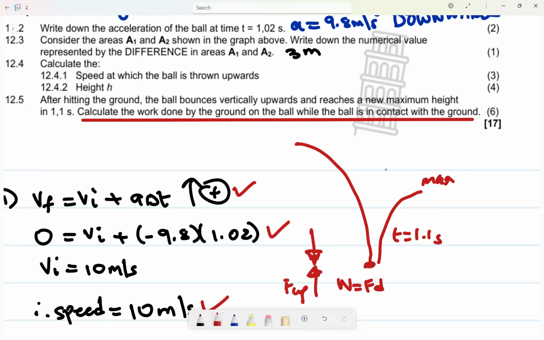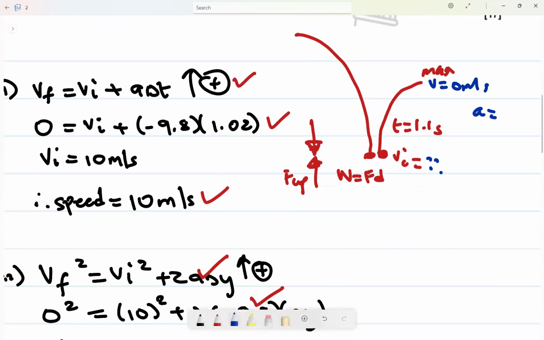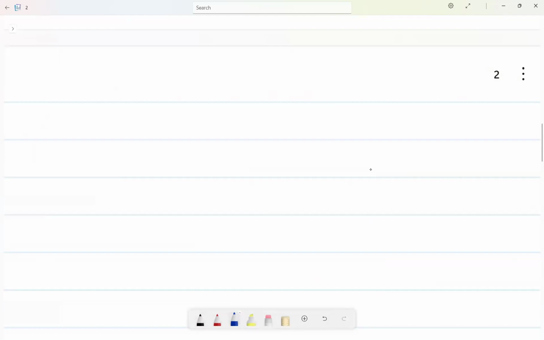So we want to calculate what? The work done by it. So how can I do that? First thing first, I need to know the velocity here, the velocity that it went upwards with. What I know is the time, I know the final velocity is 0, and I know the acceleration. So the formula that I can use is what?